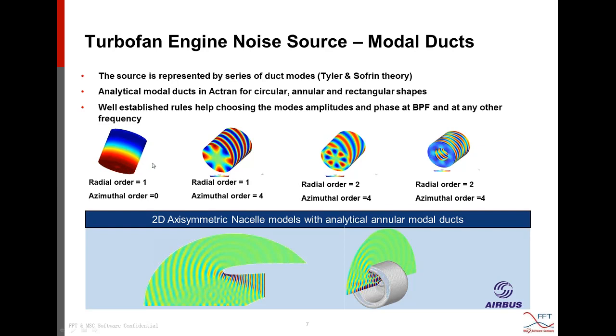The most basic pattern is a plane wave on the left. We have also high-order modes that will occur in the duct from their intrinsic cut-on frequencies. So the more complex the mode is, the higher the cut-on frequency will be, which means only at higher frequencies will the complex modes propagate from the fan towards the exterior.